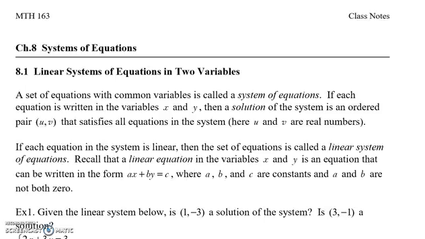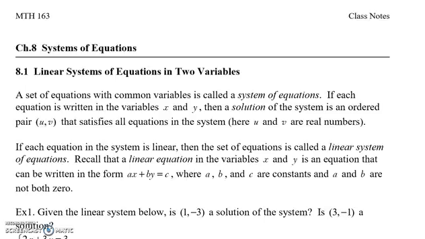A set of equations with common variables is called a system of equations. So we're talking about usually two or more variables, two or more equations, and kind of treating it like a set. If each equation is written in the variables x and y, then a solution of the system is an ordered pair (u, v). u and v would be numbers that satisfy all equations in the system. So a solution of a system of equations is an ordered pair that satisfies all of the equations in the system.